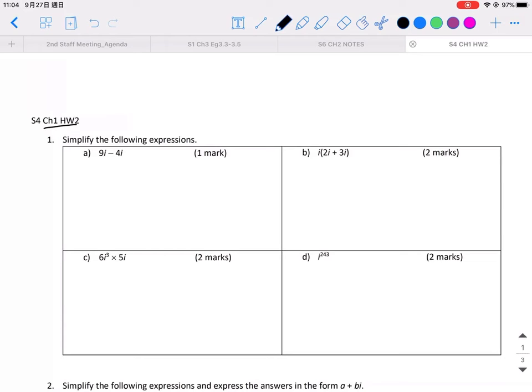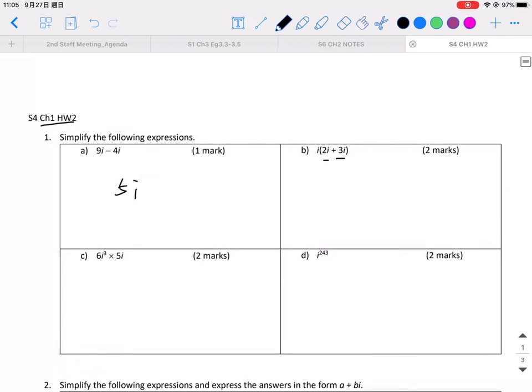Homework 2 is about complex numbers. Okay, the solution of the complex number. For the first one, it is easy because 9i minus 4i is equal to 5i. And for the second one, you have two methods. You can add these two together, therefore we get 5i.